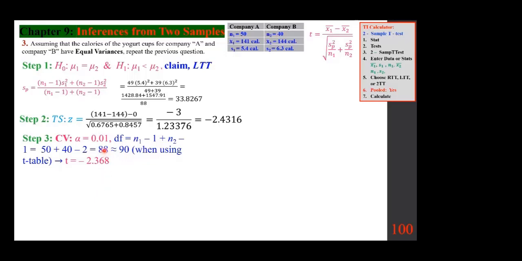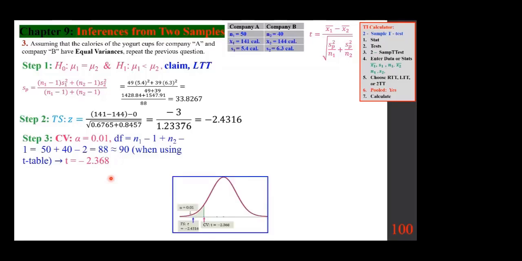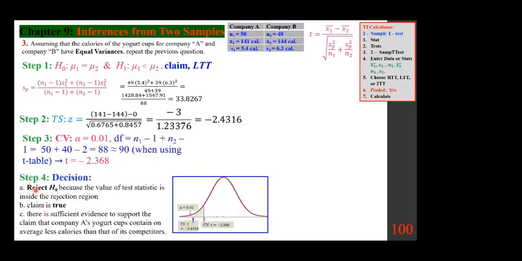So they would go to the closest number to 88 on the table, but smaller than that. Either way, the result will be very similar. And so here's what we have now. If you look at the critical value, negative 2.368, and compare it to the test statistic calculated at negative 2.4316, it puts us way into the rejection region. So we are going to reject H0.